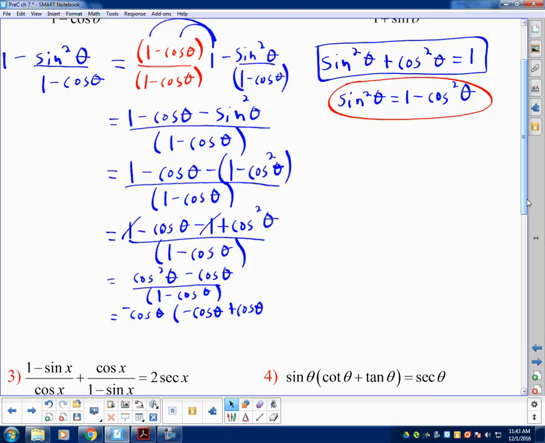Actually, not positive cosine theta, it's positive 1. Let's try that again. So positive 1. Let's put parentheses around that. On the bottom, I have 1 minus cosine theta.